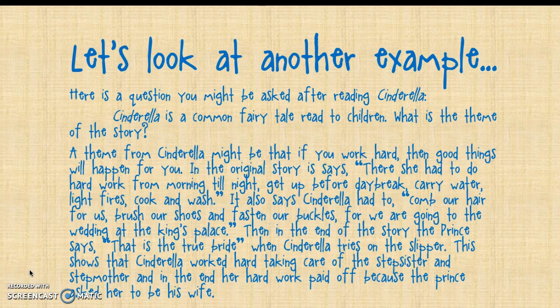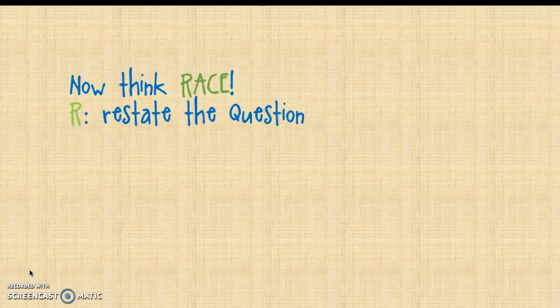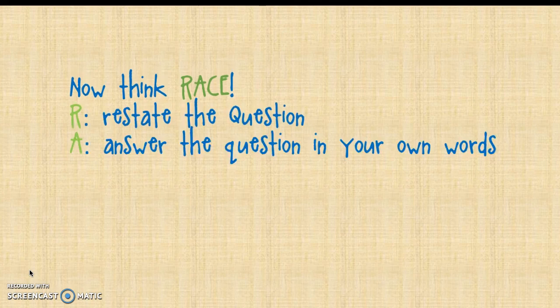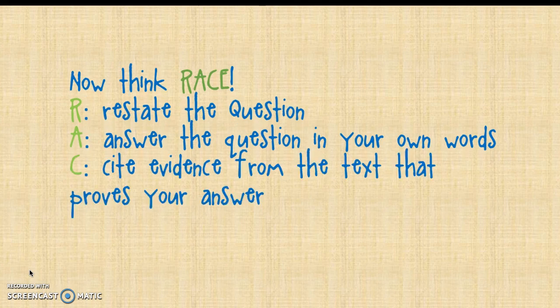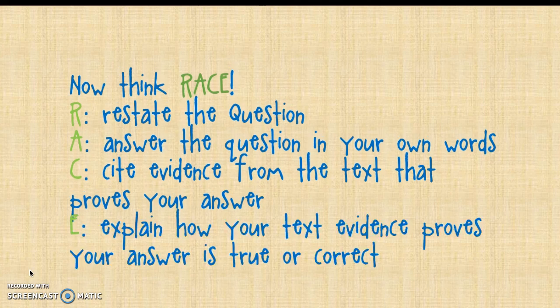Okay? So let's review. So here's RACE. First, remember to restate the question in your answer. Then answer the question in your own words first. Cite evidence from the text that proves your answer. And finally, explain how your text evidence proves that your answer is true or correct. If you follow all those steps every time you answer a question, you're going to be super successful in this class.